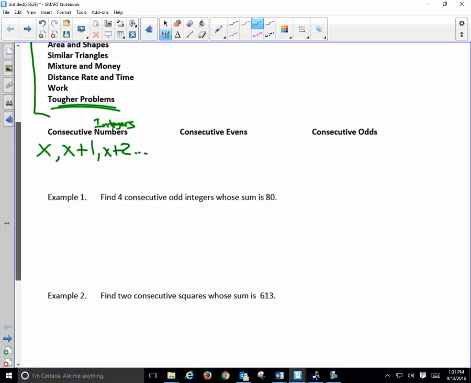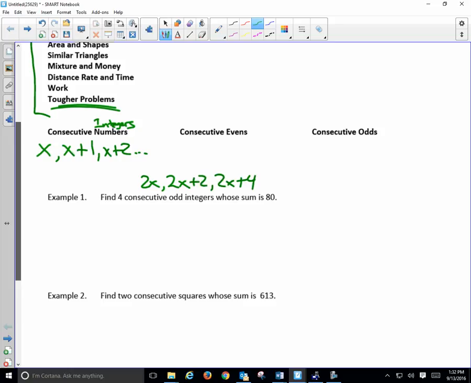But how would I model evens? What would I do to x to make it even? Okay, so x plus 2, but if x was 1, then that expression would be equal to 3. So unfortunately, adding 2 does not give me an even. 2x. Double it. Very good. If I multiply any integer by 2, it will for sure be even, won't it? And then what would the one after that be? 2x plus 2, because you got to skip 1, right? And 2x plus 4, and so on and so forth.